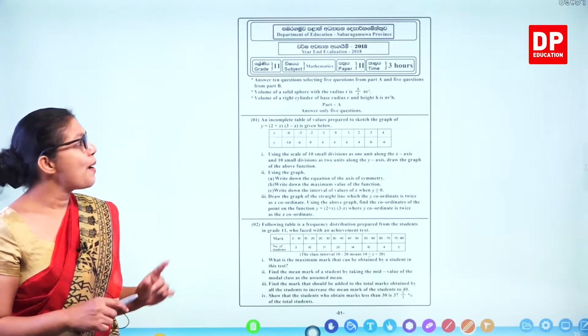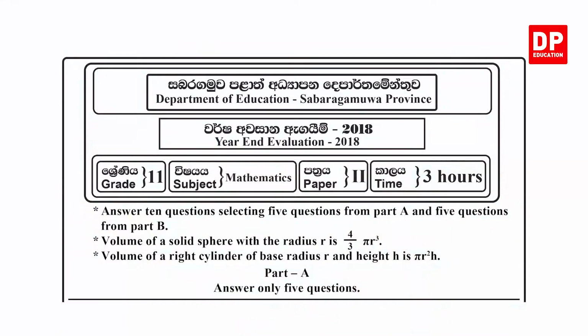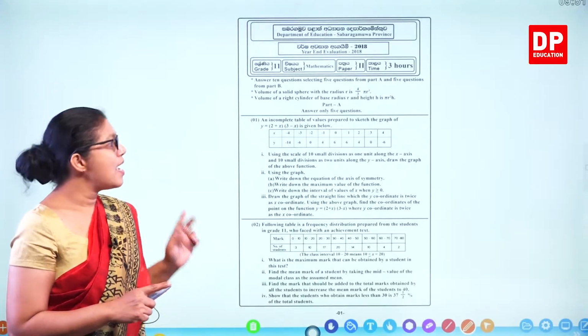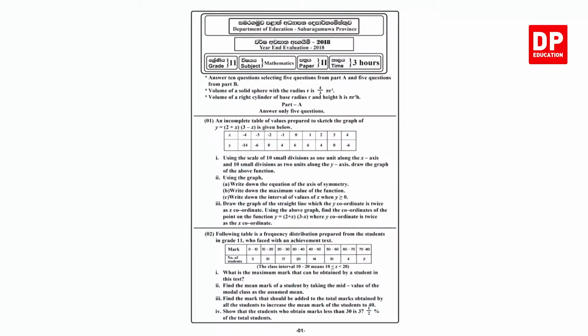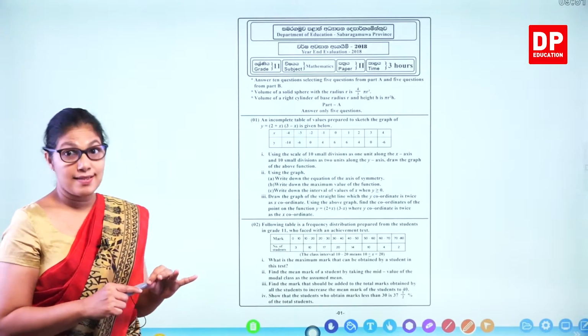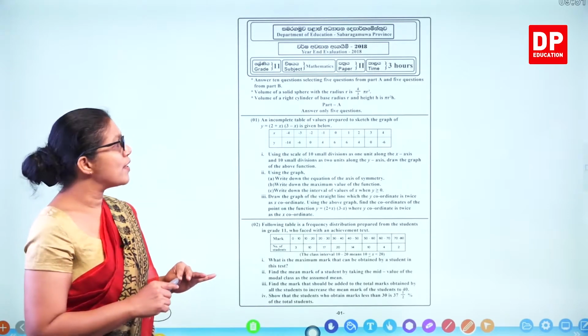Now we'll look at paper 2, Department of Education, Sabaragamuwa Province, Year-End Evaluation 2018. So this is a 3 hour paper and you get 2 parts. Part A, you get 6 questions but you have to answer only 5 questions. And also part B, you get 6 questions, answer 5 questions.